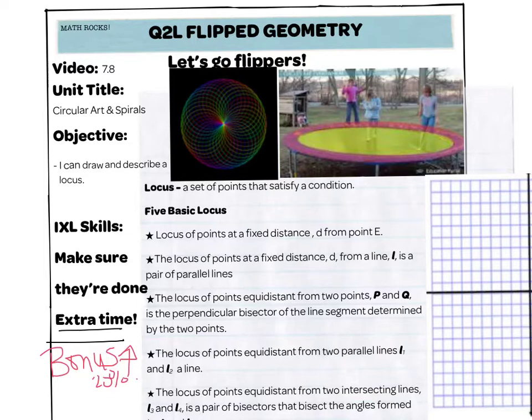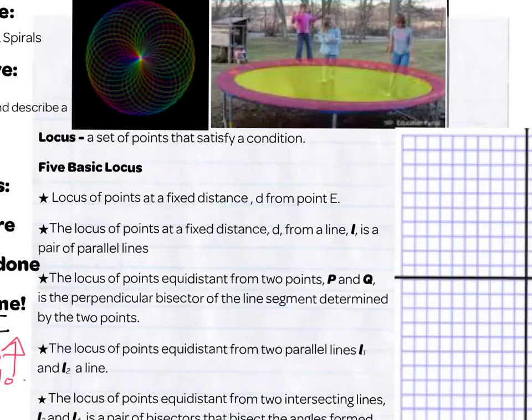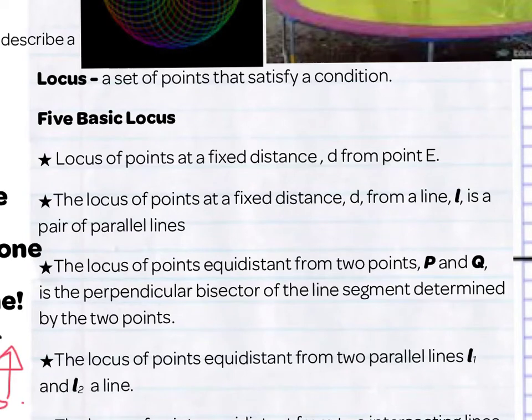Okay, so a locus is a set of points that satisfy a condition. And there are 5 different types of locus. All right, so let's focus on the first one. The first one is a locus of points at a fixed distance D from point E.